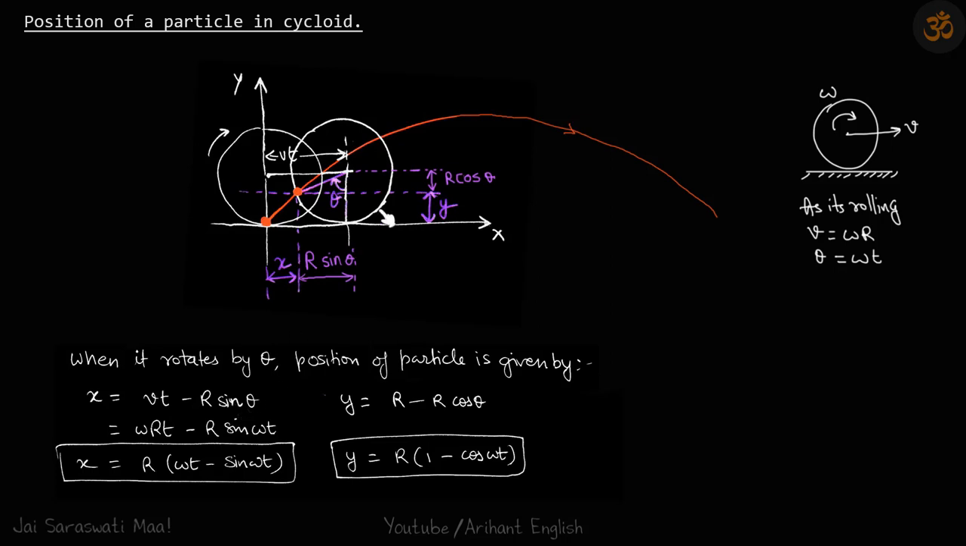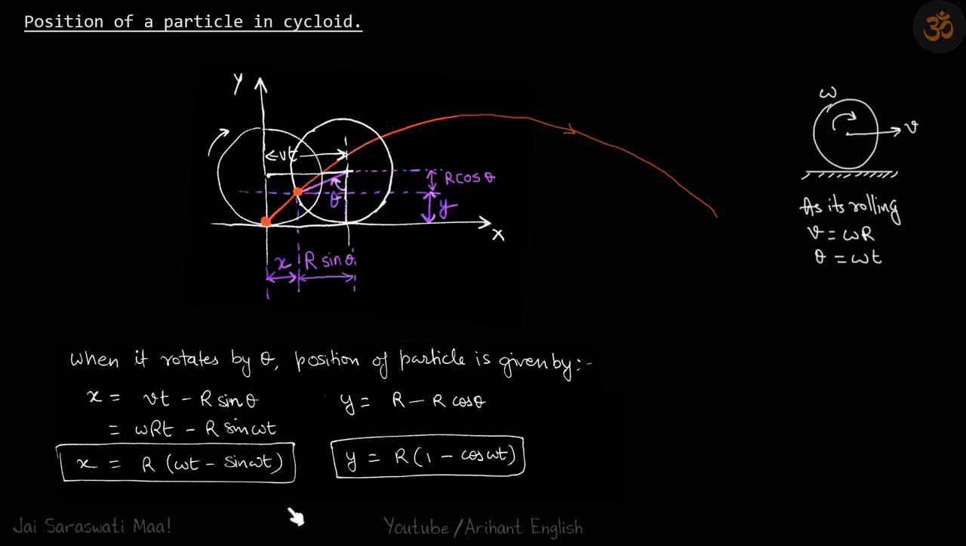And y is r minus r cos theta. We can simplify this and write x as r times (omega t minus sine omega t), and the y coordinate will come as r times (1 minus cos omega t). So if we get similar equations for any particle, we can say that the particle's path is a cycloid.